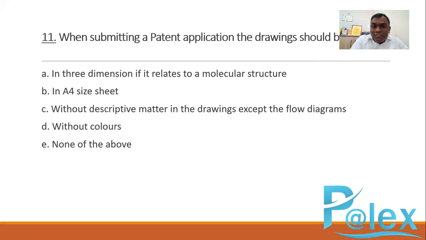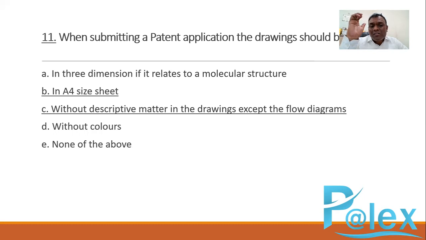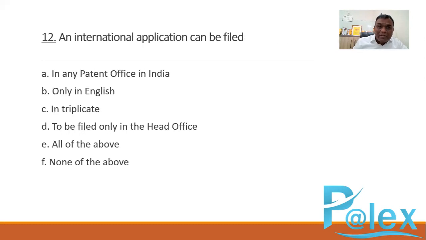Question number 11, when submitting a patent application, the drawing should be in 3 dimensions if it relates to a molecular structure, A4 size sheet without descriptive matter in the drawings except the flow diagrams. We also call it a flow chart basically, without colors, and none of the above. So the correct answer is A4 sheet and without descriptive matter. You are not allowed to put any descriptive matter in drawings except the flow diagrams. That is as per rule 15, the way the drawings have to be submitted.